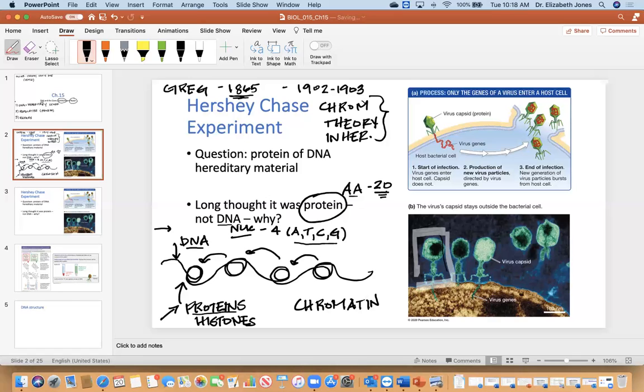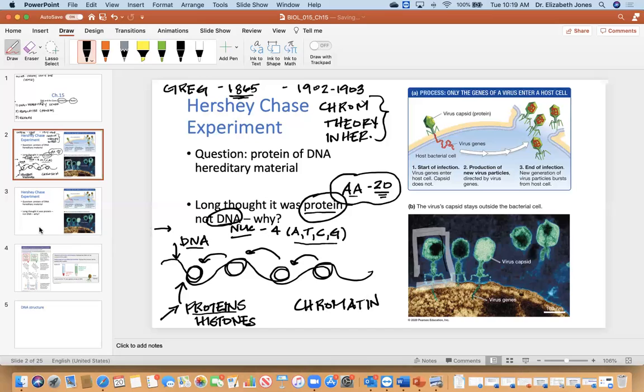And so early scientists looked at this information and said to themselves, this could generate a lot of different types of molecules. There's probably more variety in proteins than there is in DNA. So it makes more intuitive sense to us that protein would be the stuff of heredity. So for a long time, there was this debate about whether it was DNA or whether it was protein that's responsible for passing on genes.